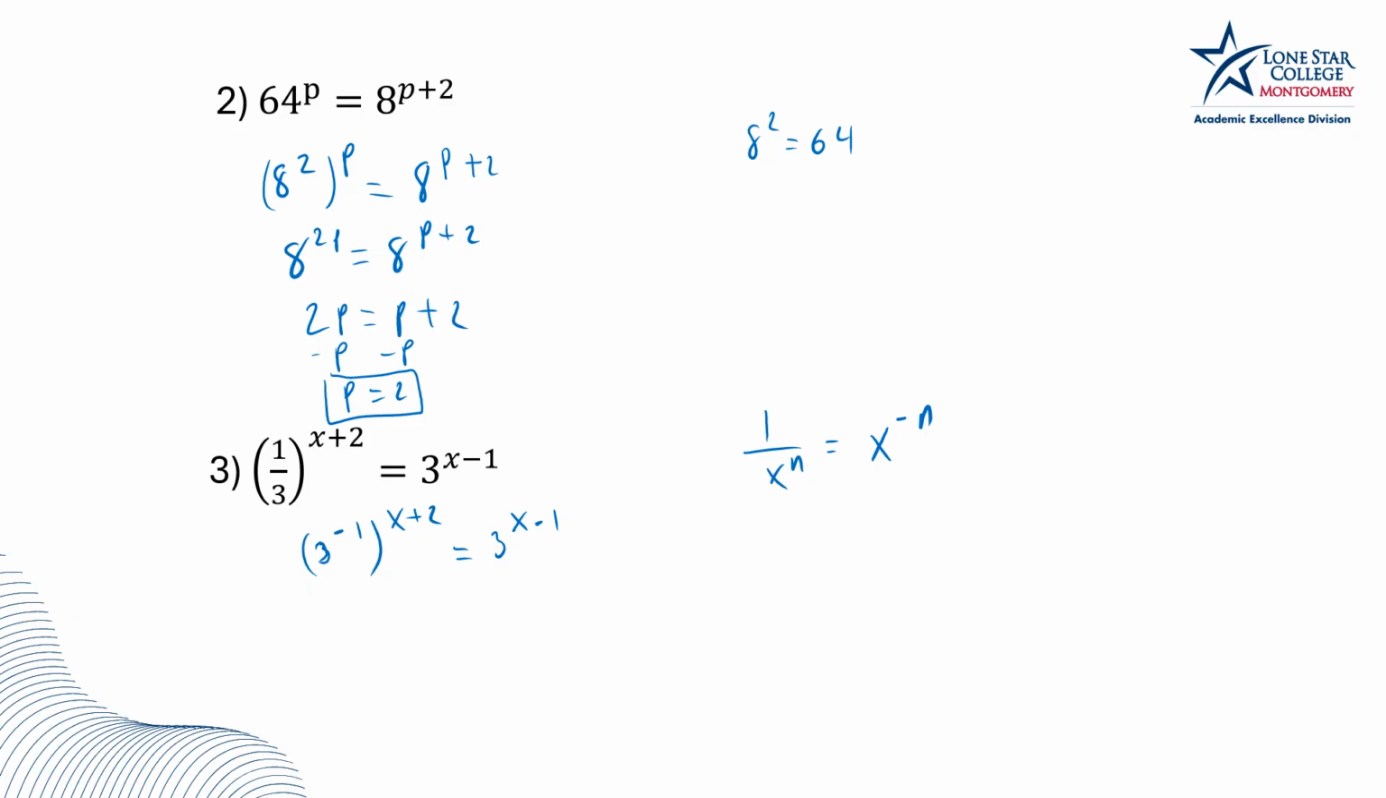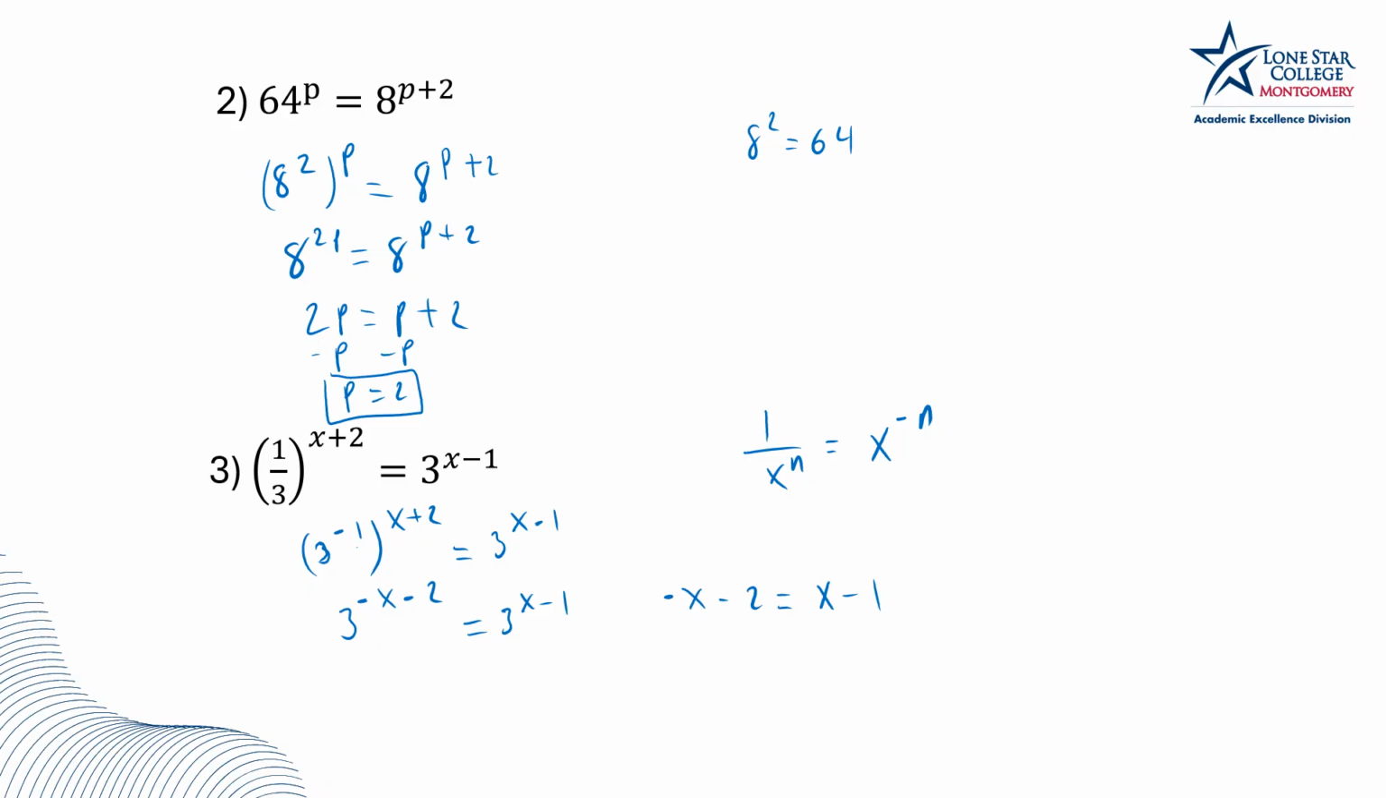Again, apply our rules for exponents when raising a power to a power. We distribute this negative 1 to the x plus 2. So we would have 3 to the negative x minus 2 equals 3 to the x minus 1. So now our bases are the same. They both have a base of 3. We can now equate the powers. So we can write this as negative x minus 2 equals x minus 1.